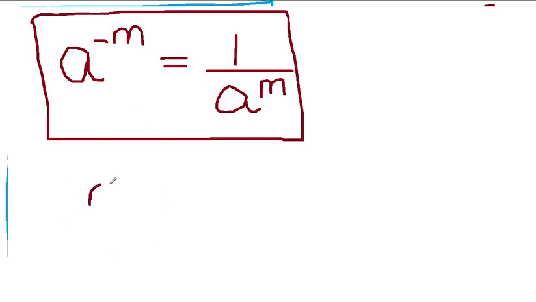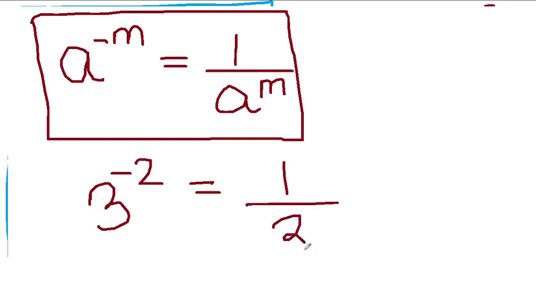That means if I take an example, 3 to the power of negative 2, we can write that as 1 over 3 squared. So that is going to be 1 over 9. So that would be my final answer.